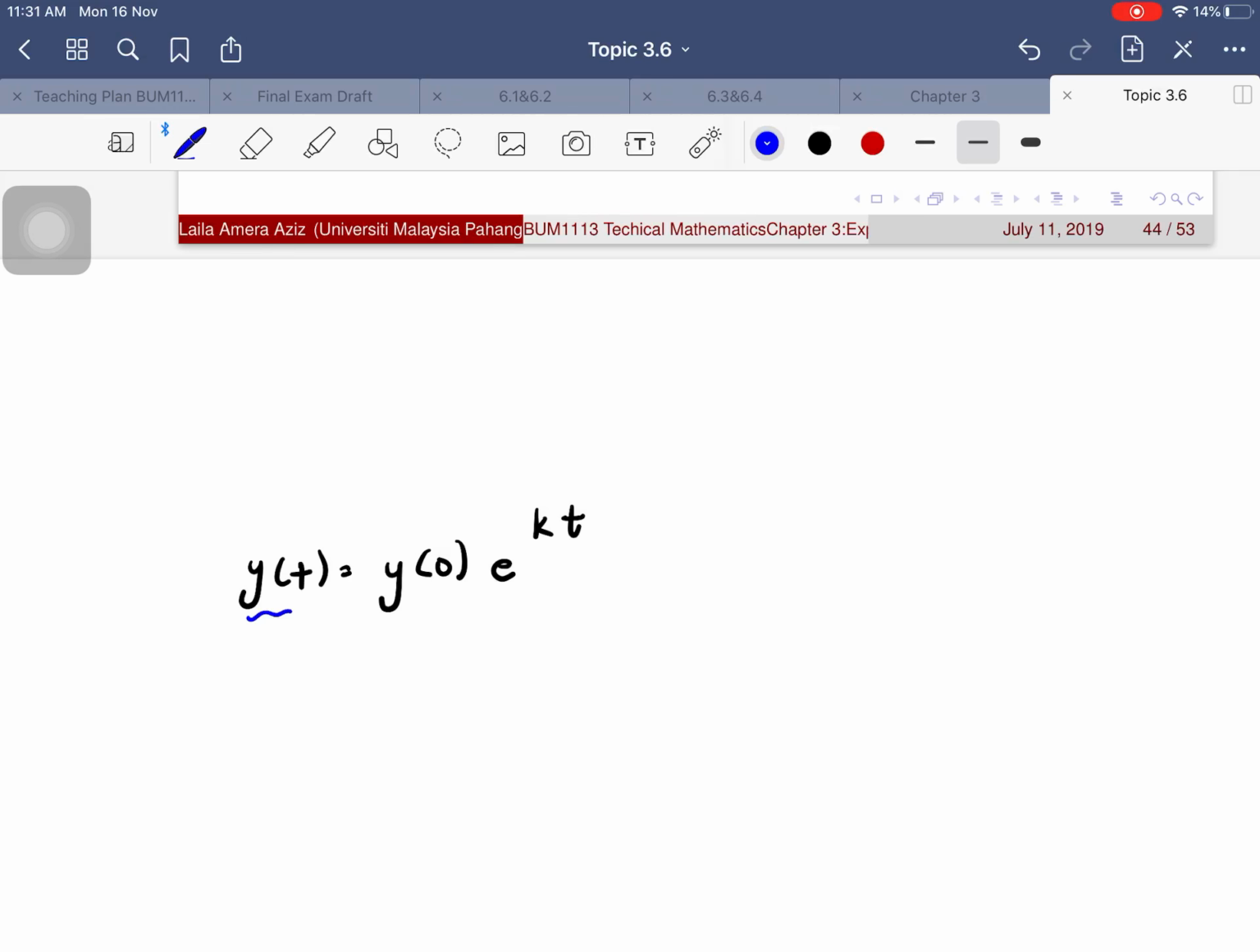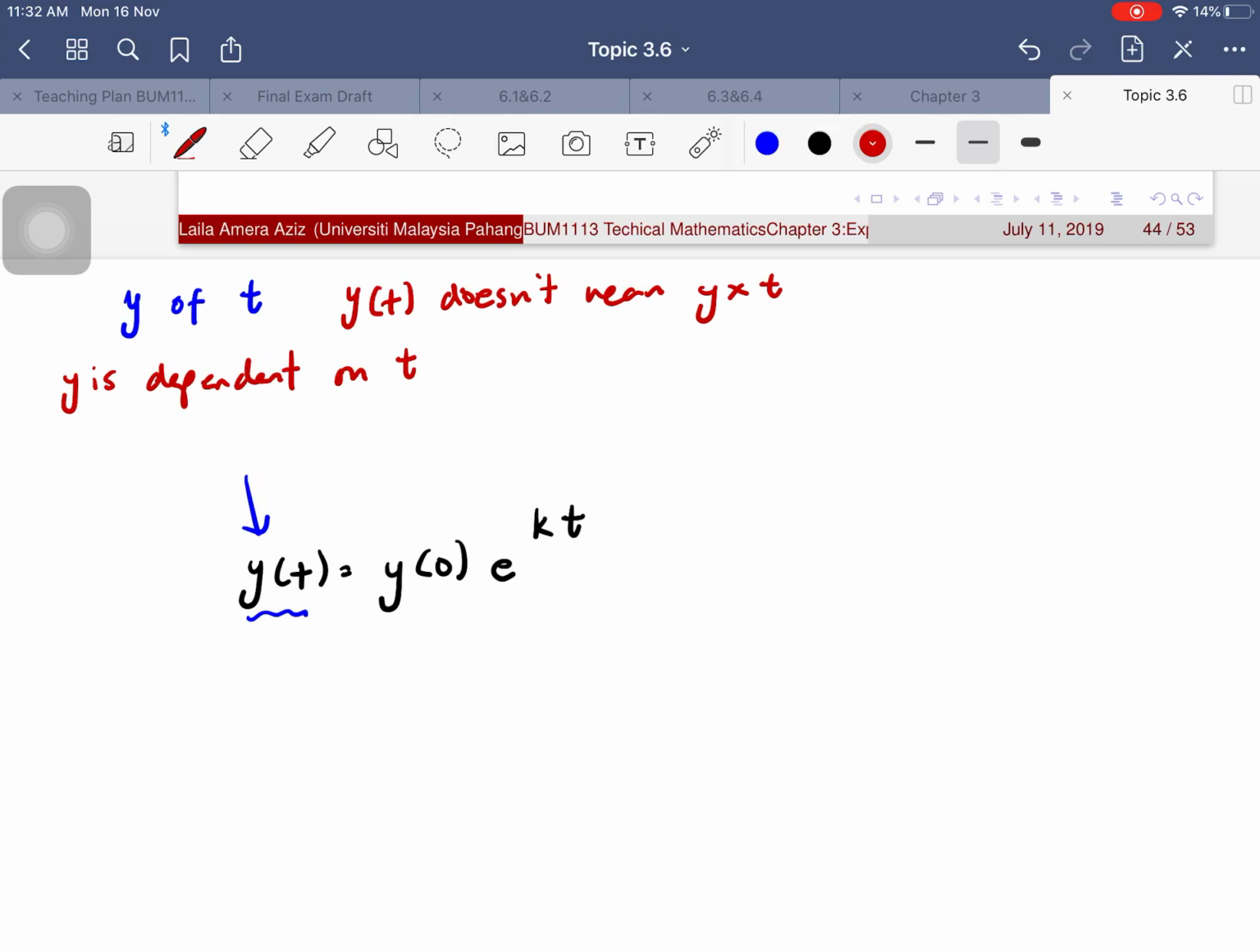y(t) is equal to y naught exponential of kt. Let me explain every single component in detail. Let's first talk about y(t). This is pronounced as y of t. It's not y multiplied by t. It doesn't mean y multiplied by t, but it's called y of t, meaning that y is dependent on t.